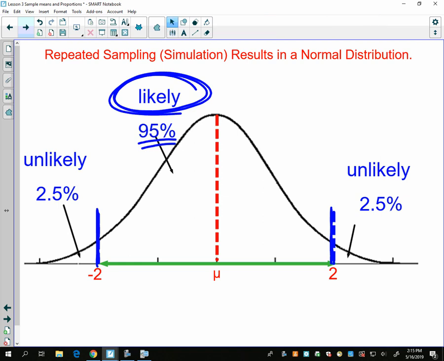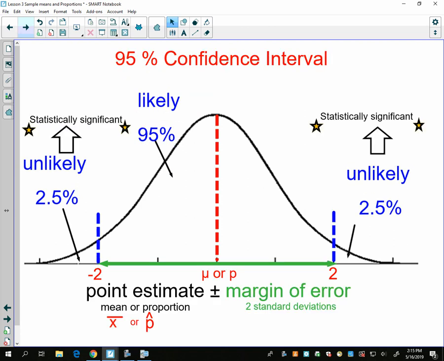Now, if I got a p hat or an x bar that's outside of 2 standard deviations, is that unusual? Yes, very rare. There's a small percentage. It only occurs 5% of the time and 2.5% in each tail. So this is where we start to draw conclusions. And not only do we draw conclusions, but moving on to the next slide, we create what's known as a confidence interval.